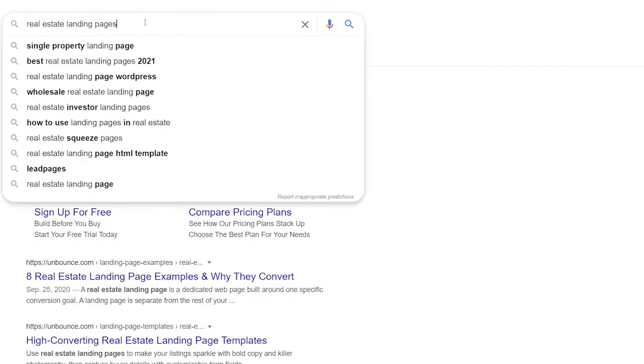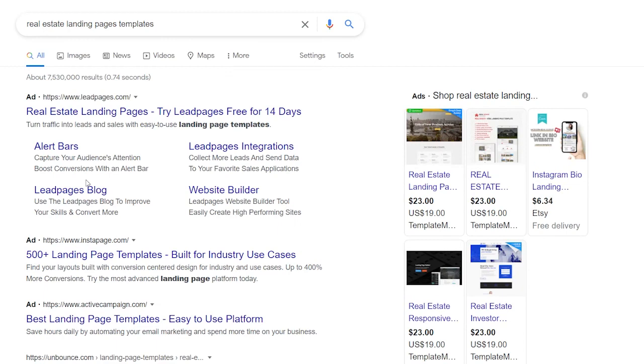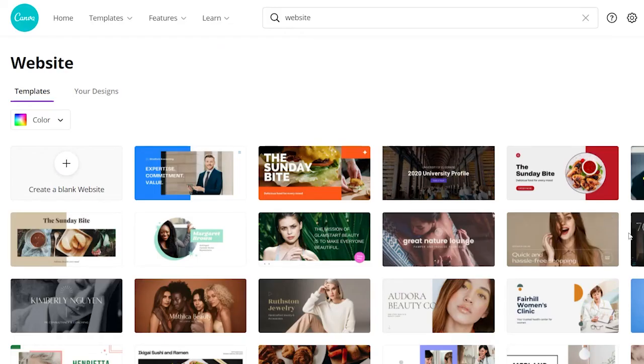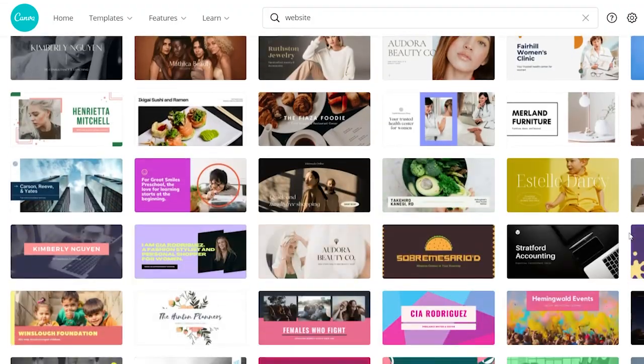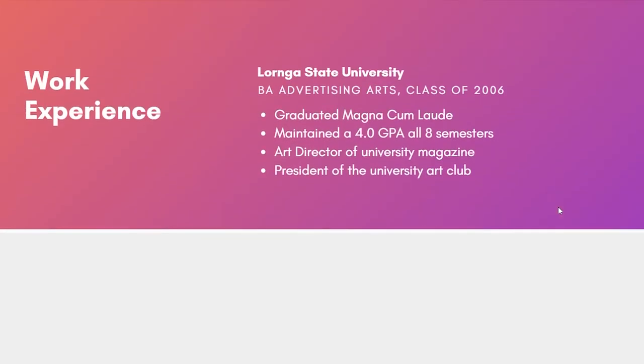And then lastly, look for templates. So you can just Google templates, landing pages for whatever industry you're working in. You can also go to a tool like Canva, which I use for graphic design, and they offer a bunch of templates for websites. Or there's a bunch of marketplaces as well that sell templates, so that might be a good place to start. You can go and buy a relatively inexpensive template.